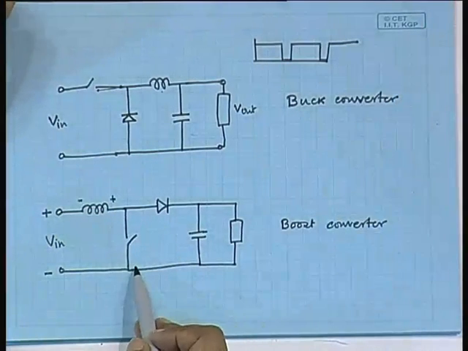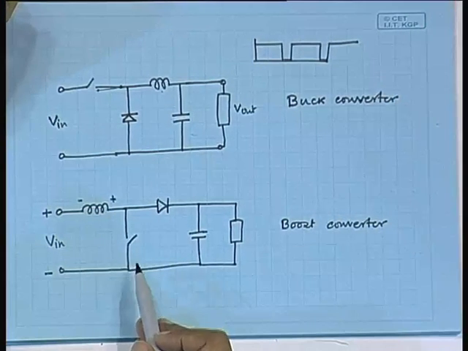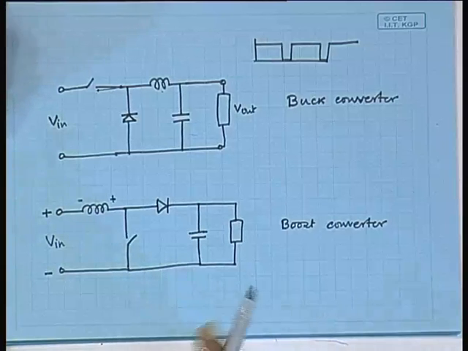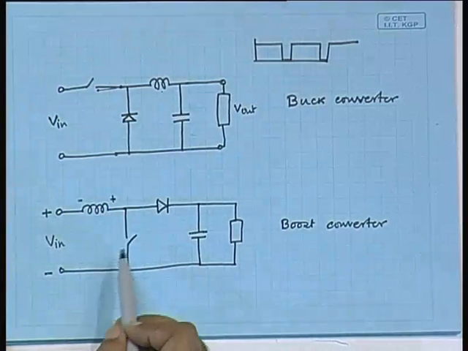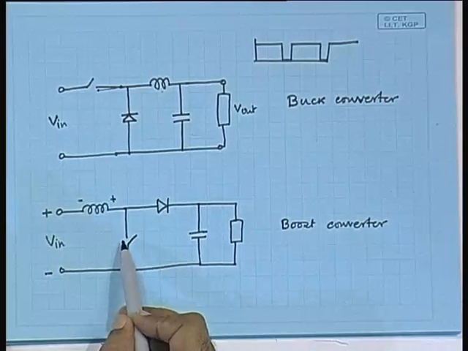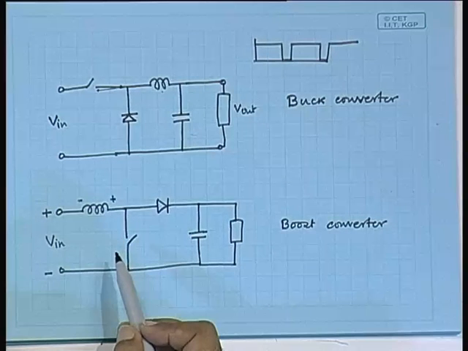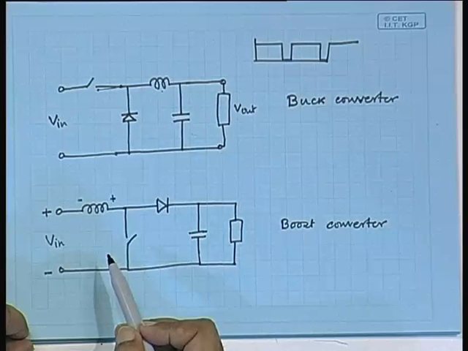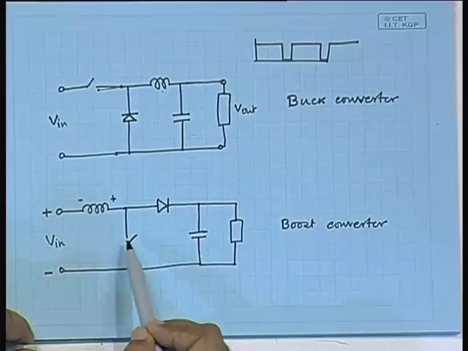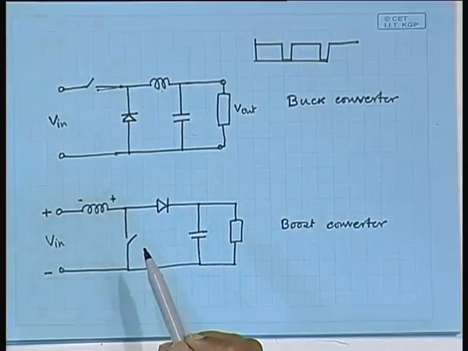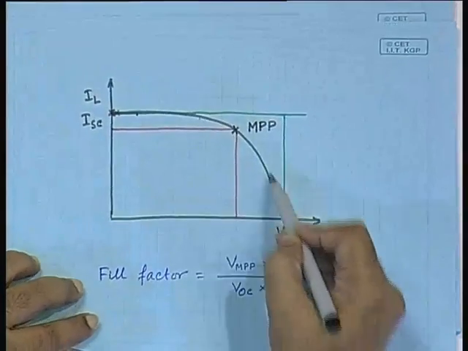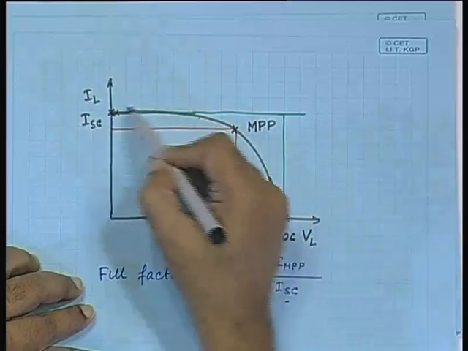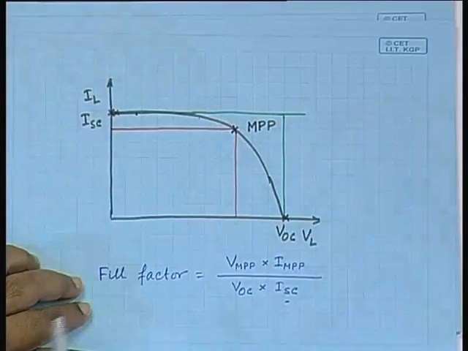Similarly, in the case of the boost converter. So, the point is that by changing the on to off ratio, often this is called the duty ratio, by changing this, you can change the location of the operating point on the VI characteristics.